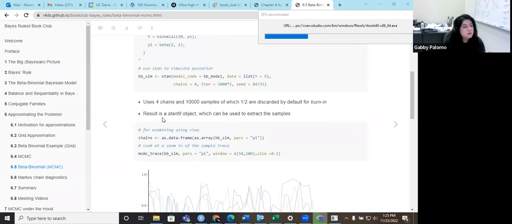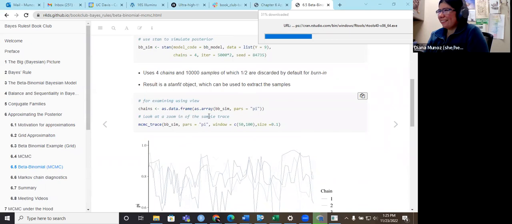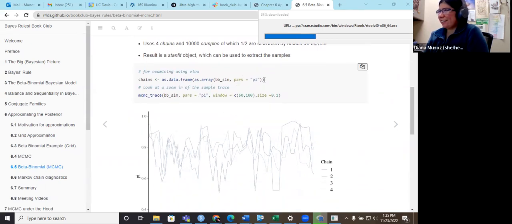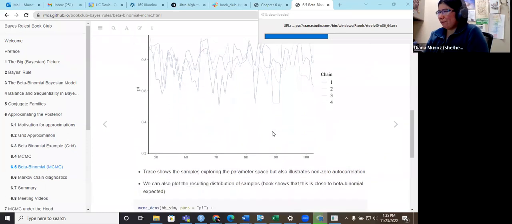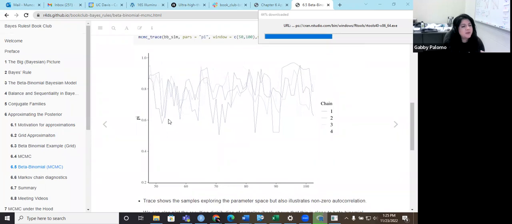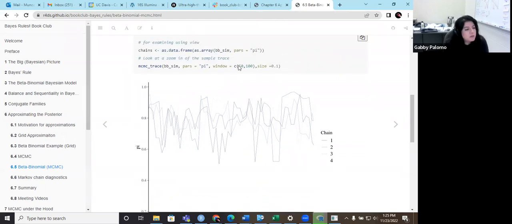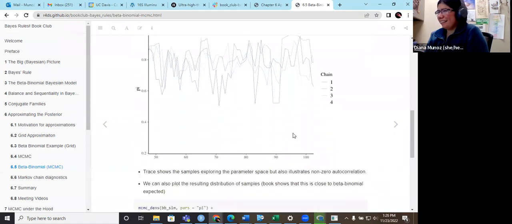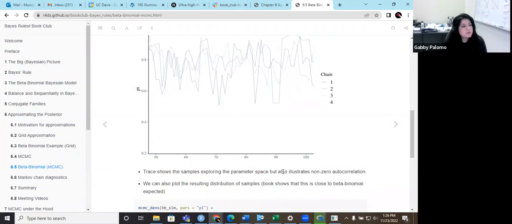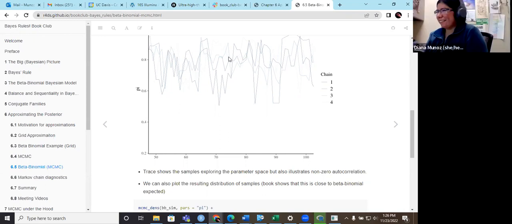That's okay. Yeah, once you have your Stan fit object, you can extract the samples. So here, we're pulling out our pi parameter and assigning it to object chains. Plotting that. Yeah, you only have the last 100 simulations there, maybe, because the ones that they do have in the book, it's all the way up to 5,000, I think. Oh, I see. Yeah, maybe they did this just to zoom in. Yeah, those are probably the last 100. That's why they look so separated. But here you see the samples exploring the parameter space.